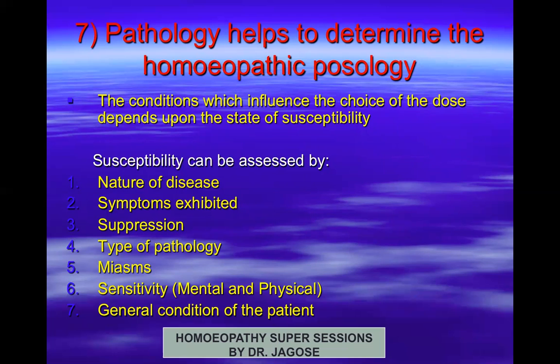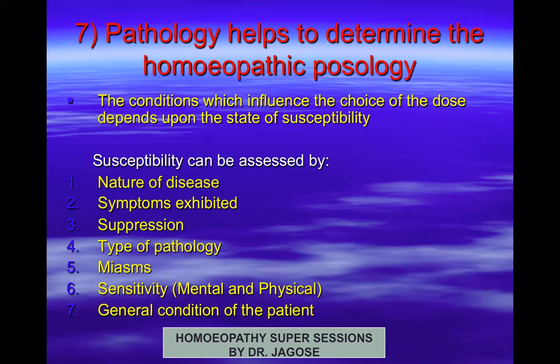So let us see how we can decipher or assess the susceptibility at the bedside. There are 7 points on which you can assess the susceptibility at the bedside. Number 1, nature of disease, symptoms exhibited, suppression, type of pathology, miasm, sensitivity of the patient, both on the mental and physical level, and the general condition of the patient.